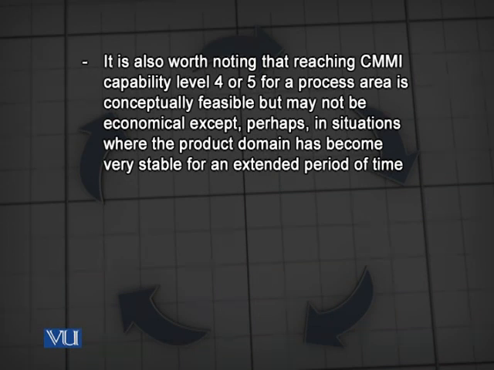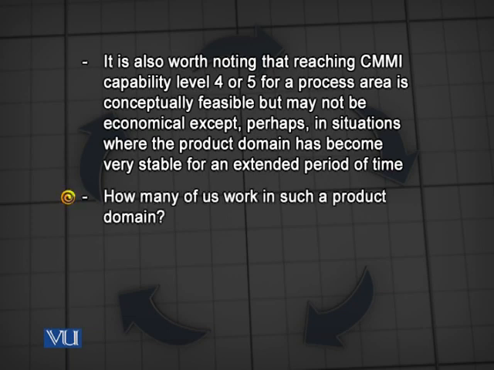It is also important to note that it is possible to reach CMMI levels 4 and 5 for process areas. It is conceptually feasible, but in some cases it may not be economically feasible, except for situations where the product domain has become very stable for an extended period of time, and also where it is required by the customers to operate at that level. The question, as a software professional, is how many of us are working in such product domains? With the advancement in internet and communication technologies, not many of us are working in those environments and in those domains.